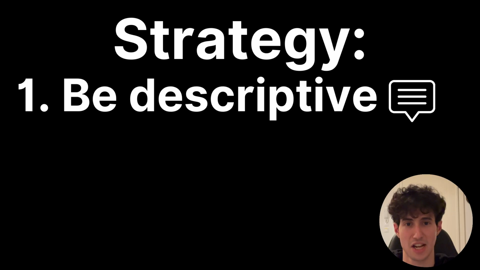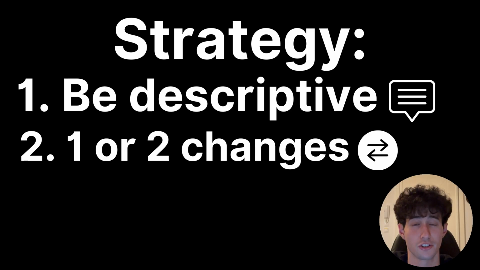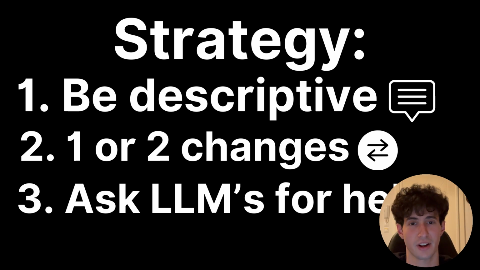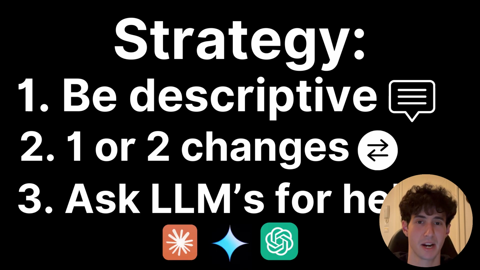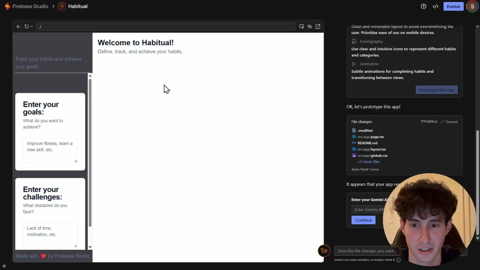First, I need to be as descriptive as possible. Second, in each prompt, I can suggest 1 or 2 changes max, so the AI doesn't start hallucinating and changing a bunch of different things. And third, if I need any help with anything, I will simply ask an LLM like Gemini or ChatGPT for what I should do. As we can see, Firebase finished building the app.